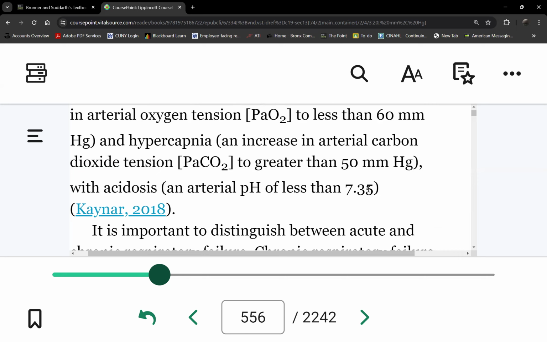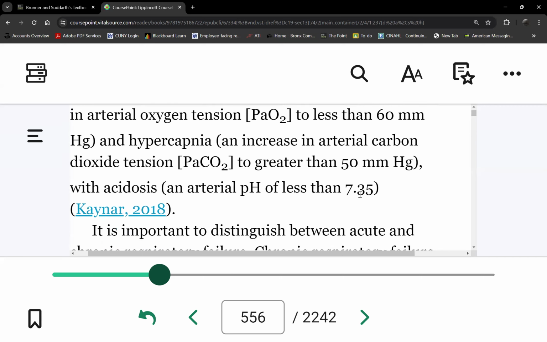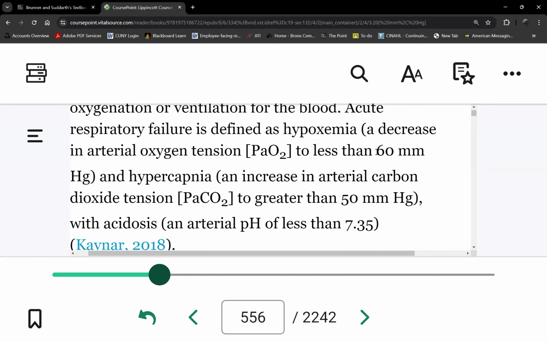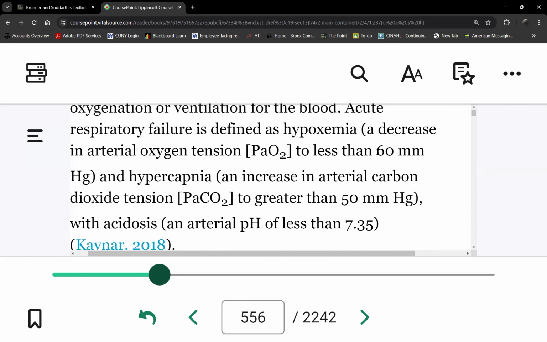Those are the three. So regardless of the underlying condition, if your ABG shows a PaO2 of less than 60, a PaCO2 over 50, and your pH is less than 7.35, then you are in respiratory failure. Now, of course, if your pH is less than 7.35, PaCO2 over 50, PaO2 less than 60, your oxygen saturation must be below 90, correct? So you add that as well. That's the fourth requirement: oxygen saturation less than 90.